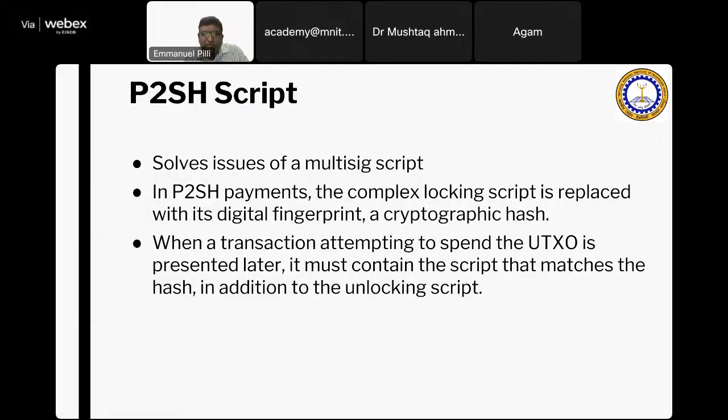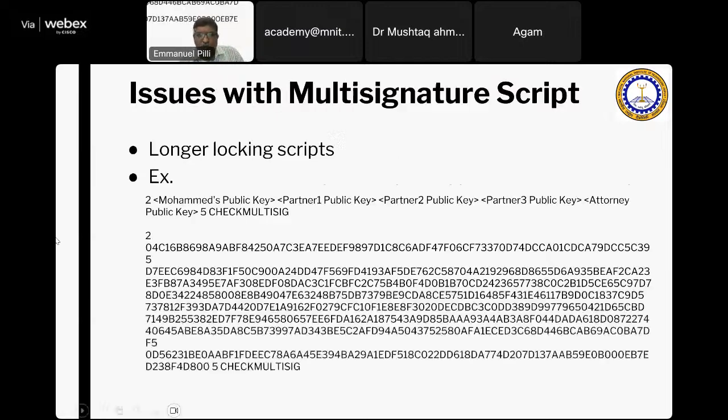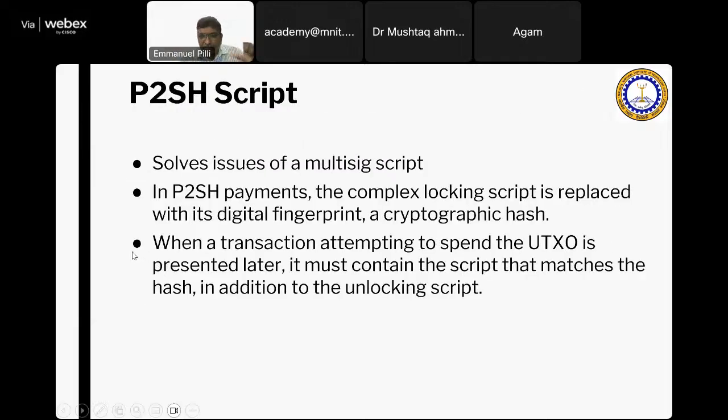So when the transaction attempting to spend the UTXO is presented, it must contain the script that matches the hash in addition to the unlocking script. So instead of sending that whole UTXO, the whole hash onto the transaction, this whole part starting from D7 onwards till this 7D, that whole 5-6 lines, I think 1, 2, 3, 4, 5, 6 lines, that whole content is adding to the size. So you give a hash of that value, which will be smaller in size, and that is sent. But then this expanded version has to be given.